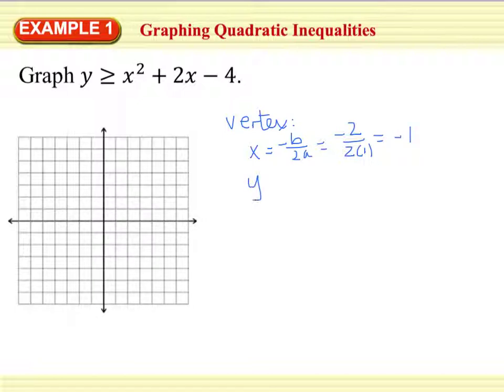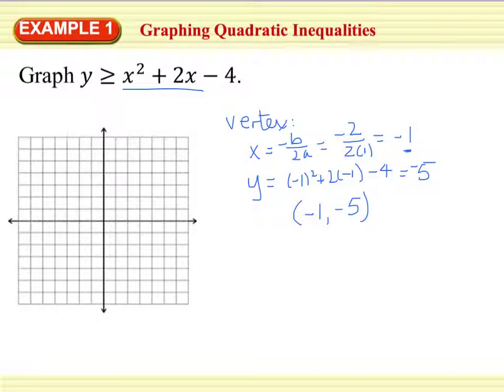And then I can solve for my y value by plugging this negative 1 into my original function. I end up with negative 1 squared plus 2 times negative 1 minus 4. When I simplify that, I end up with 1 minus 2 minus 4, which will give me negative 5. So the coordinates of my vertex are negative 1, negative 5. This is something I would expect to see on your tests, quizzes, and homework.